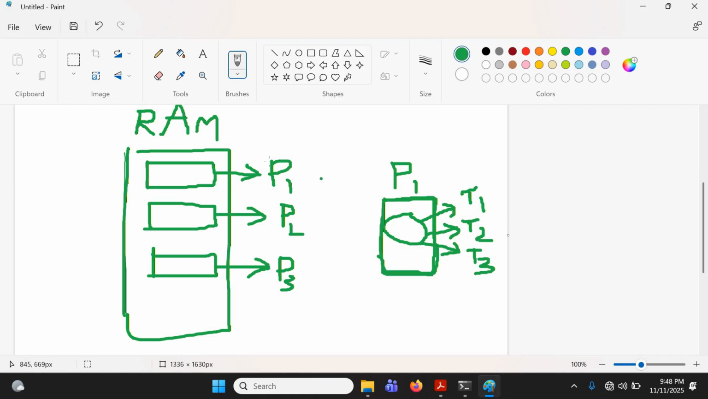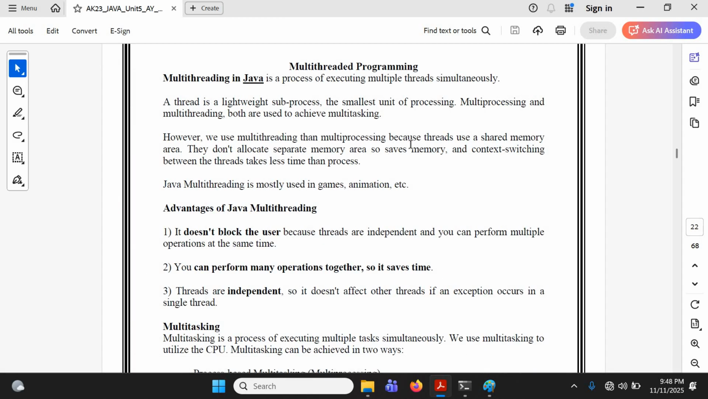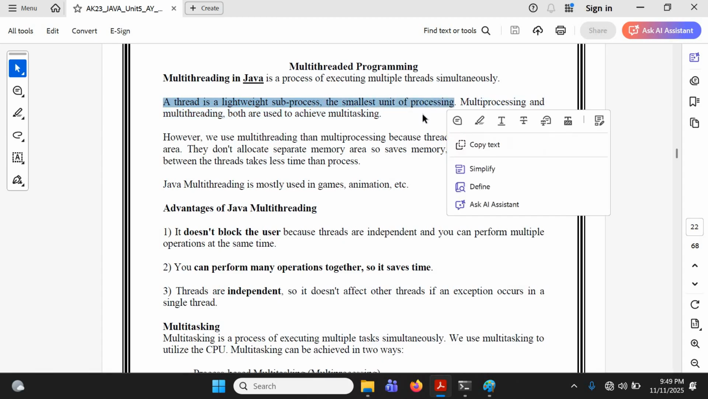So a process is a program under execution whose purpose is to accomplish a task. A thread is a subprocess in the main process to accomplish a subtask. That is the difference between process and thread. A thread is officially defined as a lightweight subprocess, which is the smallest unit of processing.